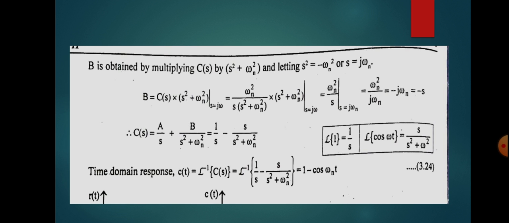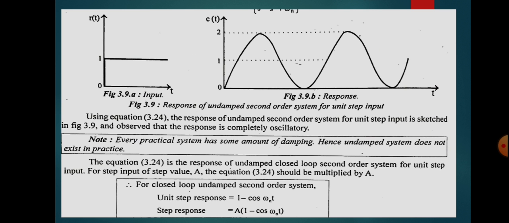So time domain response c(t) equal to L inverse of C(s), that will be equal to L inverse of 1 by s minus s by s square plus omega n square, that will give you 1 minus cos omega n t. That means for a step input, the undamped second order system will give the cosine signal. That means the output will contain oscillations. So you can draw the input and output responses like this. Input is a step input, that is there is a sudden change at t equal to 0 from the amplitude value 0 to 1, and for that change the output will be oscillatory.